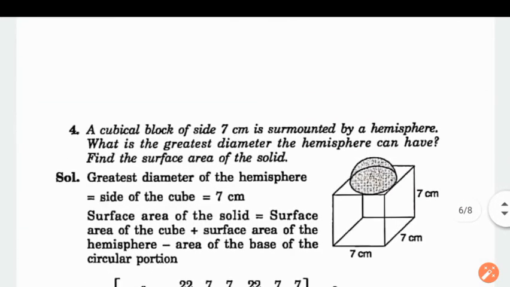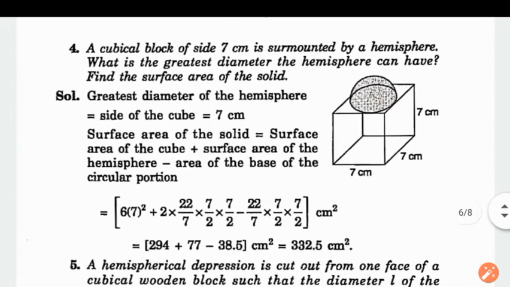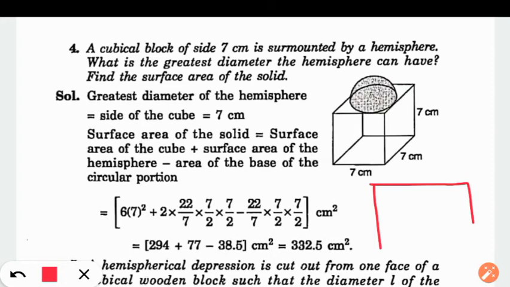So let's do the next sum. Here on your screen, number 4. In number 4 the figure is already given. It is a cube, right? And it is surmounted by a hemisphere. So what is the greatest diameter the hemisphere can have? You see from the top view, this is one of the sides of the cubical block. So what will be the greatest hemisphere then?